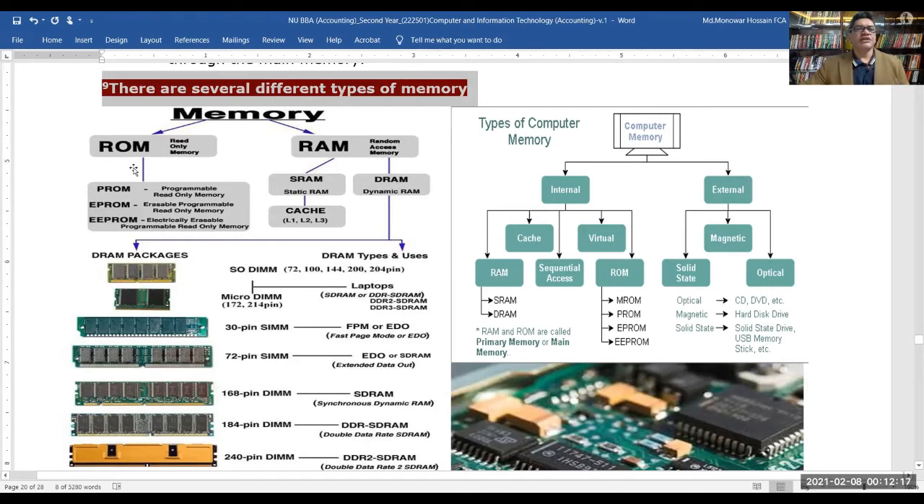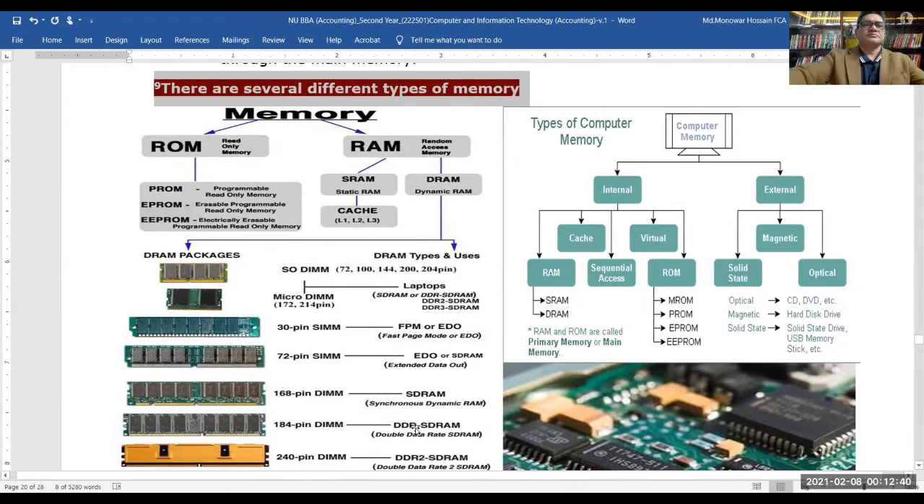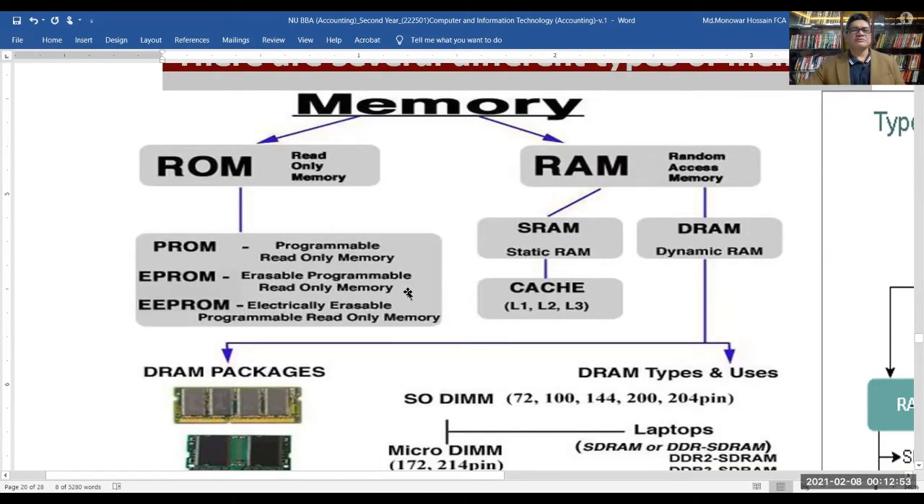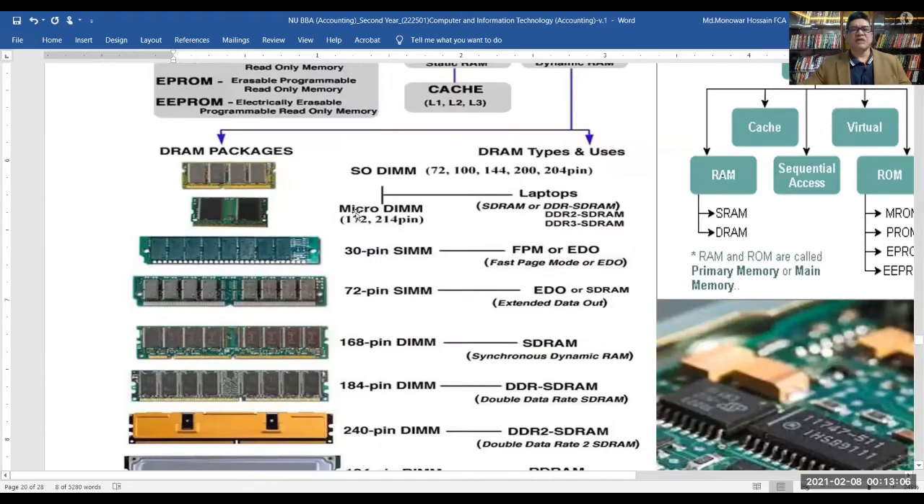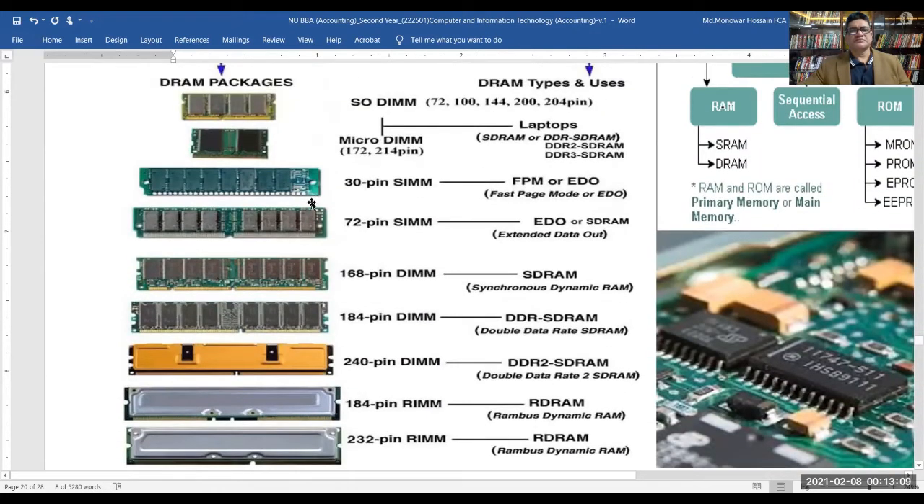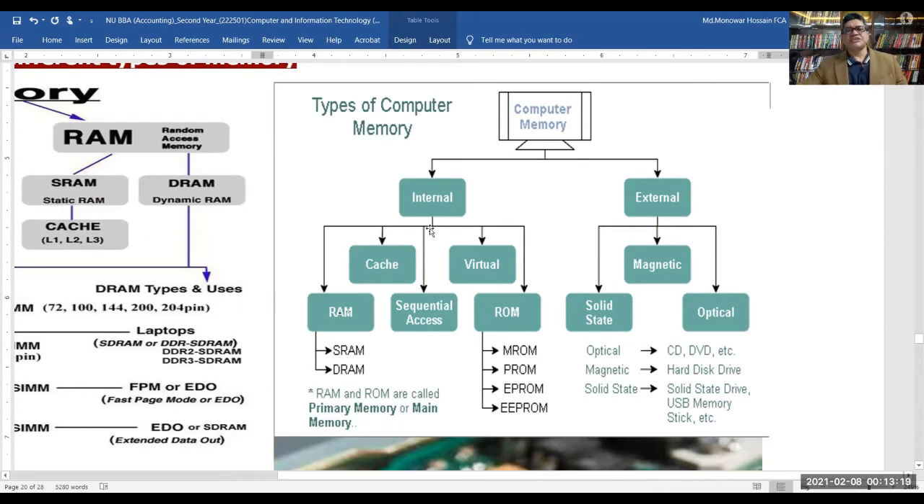One is read-only memory, ROM, another is random access memory, RAM. ROM types are programmable read-only memory, erasable programmable read-only memory, and electrically erasable programmable read-only memory. And RAM also has static RAM and dynamic RAM. All are the memory here. Look here: memory is also of two types, internal and external. Internal: RAM, cache, sequential access, virtual, and ROM. External: solid state, magnetic, and optical.